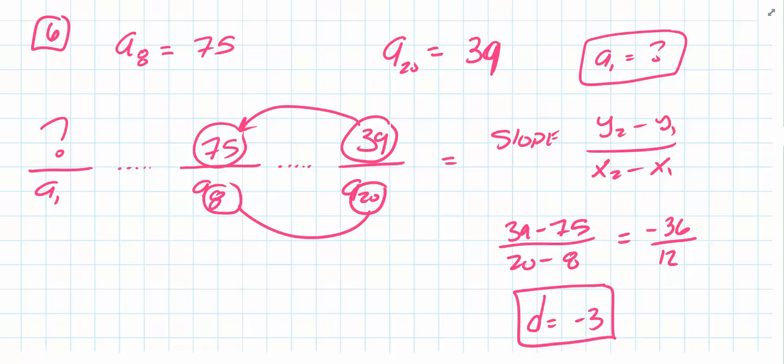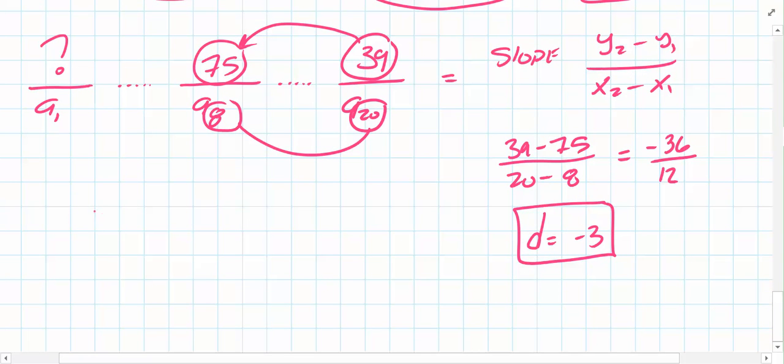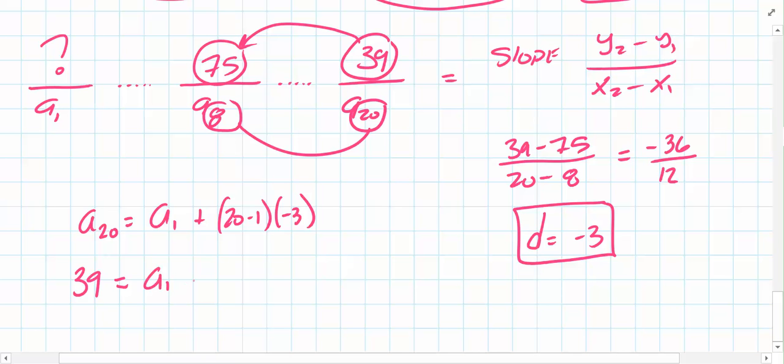Okay, good. Now that we know the difference is negative 3, we have to use one of these points. We can either use this one or we can use this one. Which one do you want to use? Doesn't matter to me. Let's do 39. All right, let's do 39. So here's what we know. We know that a sub 20 had to equal the very first term plus 20 minus 1 times our difference of negative 3. Well, a sub 20 is a value of 39. So 39 has to be a sub 1 plus 19 times negative 3.